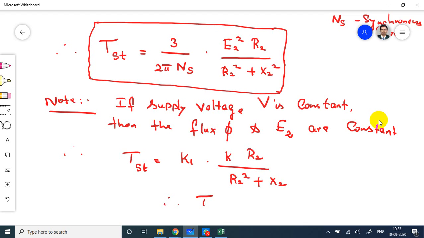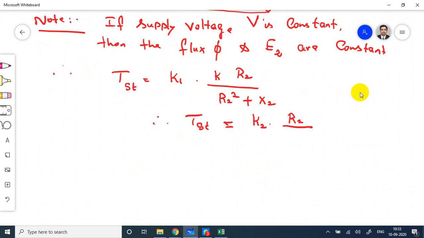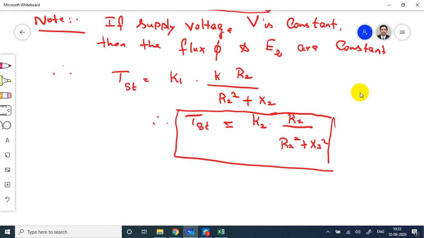So, because there are two constants, we can mention a new constant called K2. Starting torque is K into R2 by R2 square plus X2 square. Okay, this is the starting torque equation if the supply voltage V is constant.